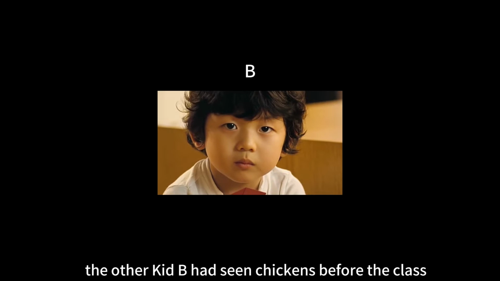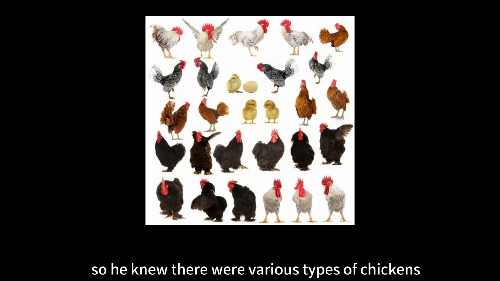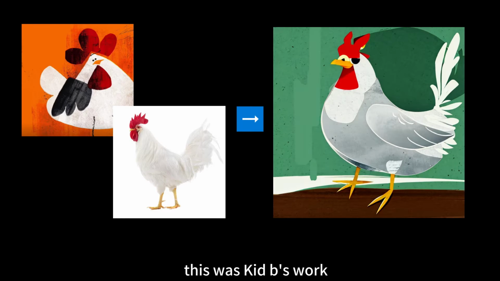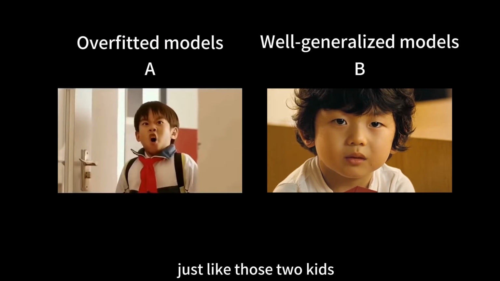The other kid B had seen chickens before the class, so he knew there were various types of chickens. Hens and roosters, black, white, and colored. This was Kid B's work. Then take a look at our trained models. Just like those 2 kids.